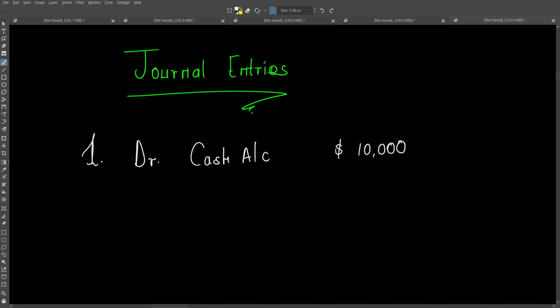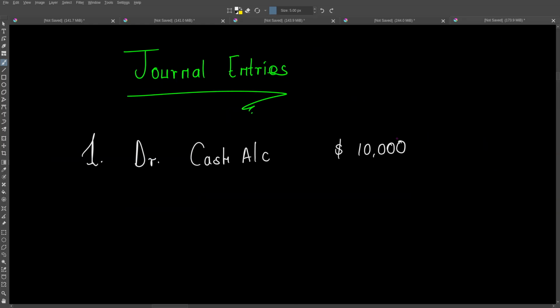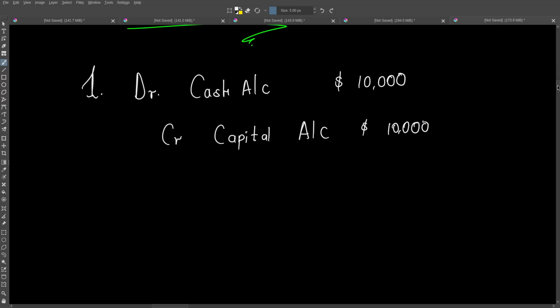Okay, again there is an increase to capital. Remember, when you want to increase equity, what do you do? You credit. Okay, so you come here and credit capital account as well, an amount of 10,000. So this is the journal entry you pass for the first transaction.